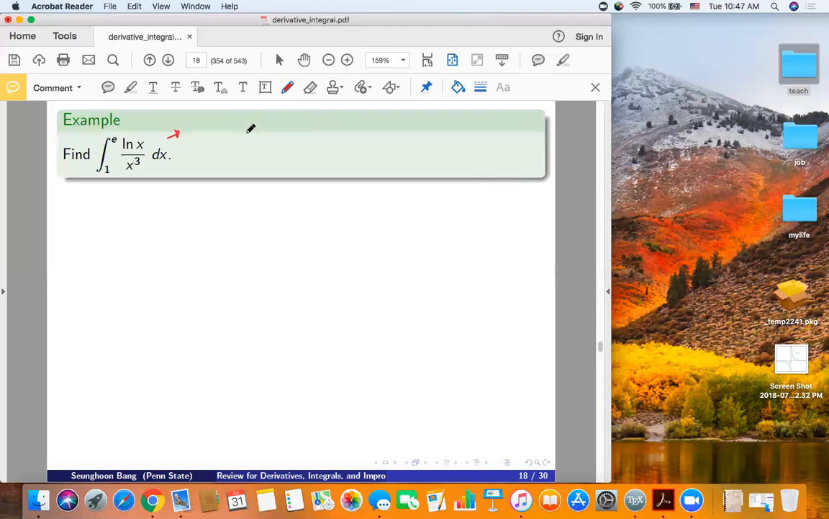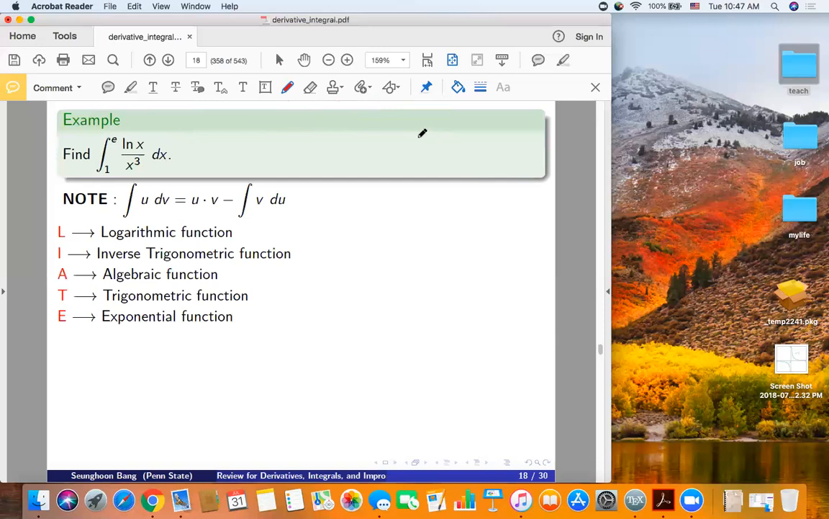So this problem, the u substitution is impossible. One possibility is u equals ln of x. The du is 1 over x dx, but we have x cubed, so it doesn't work. So we cannot use u substitution. So what's the best way? In this case, we can use integration by parts.